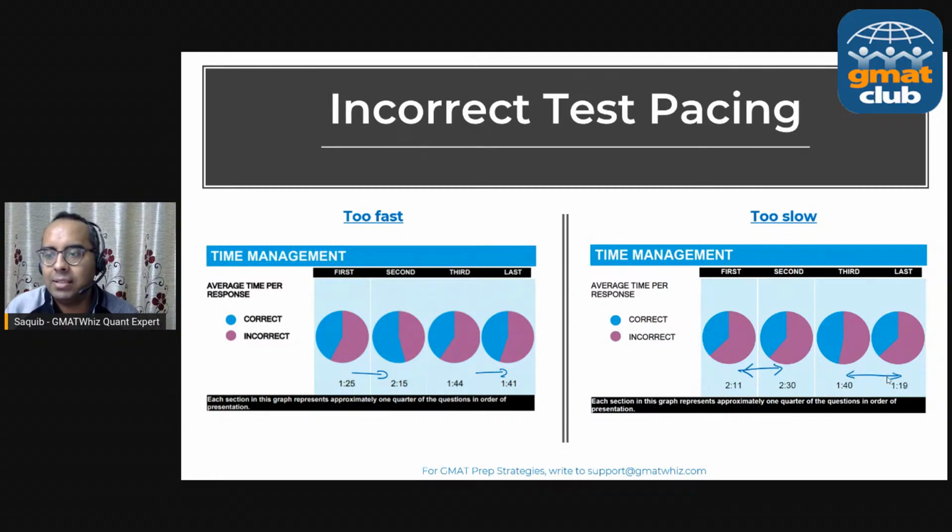Instead of getting 4 mistakes, they'll still end up making 7, 8 mistakes and not get a 50. So getting perfect timing is important. I'll add one point here that it requires a lot of experimentation.